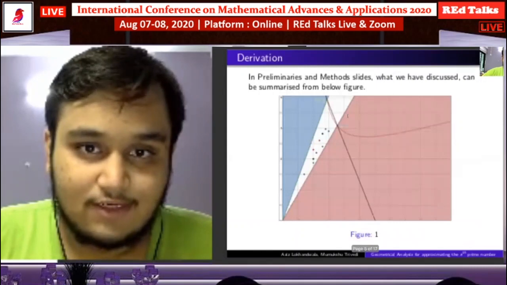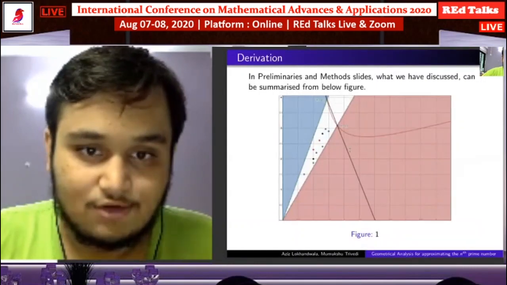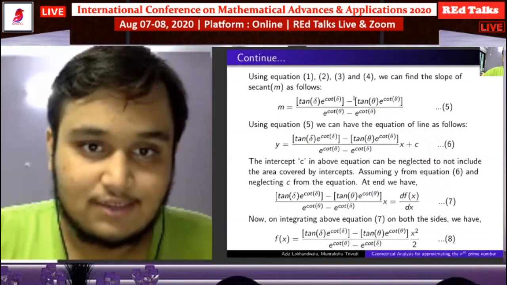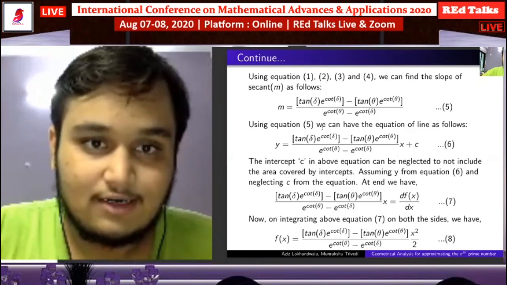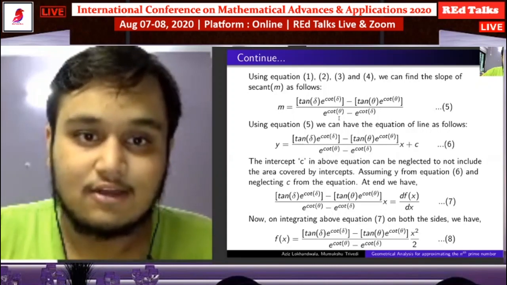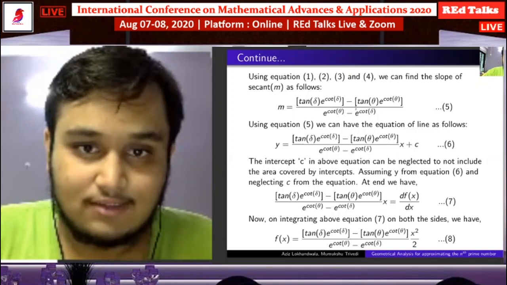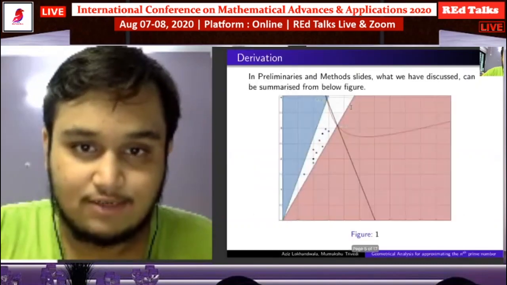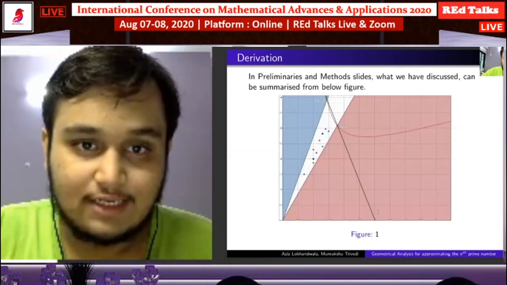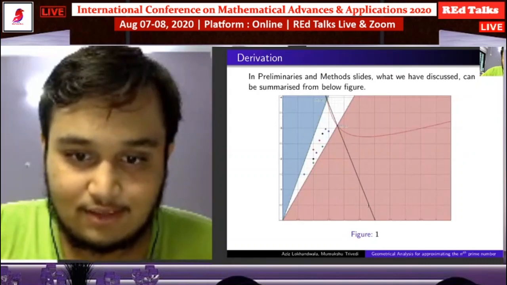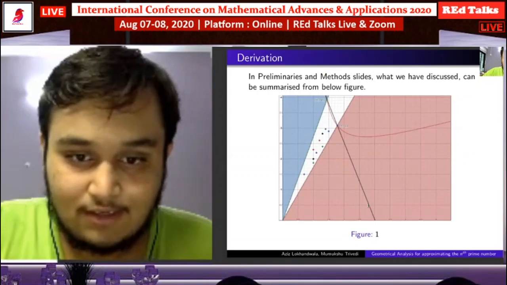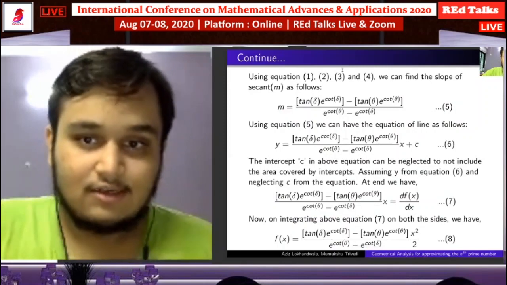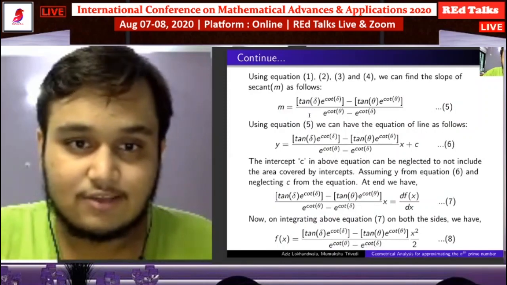By using y1, y2, x1 and x2, we know that the slope of this black secant is y2 minus y1 upon x2 minus x1. So this is tan delta e to the cot delta minus tan theta e to the cot theta, upon e to the cot theta minus e to the cot delta. I have inverted the sign of this, it should be e to the cot delta minus e to the cot theta, but because, as you can see, the slope of this would be negative, that's why to make it positive I have done this. It doesn't affect the actual results.